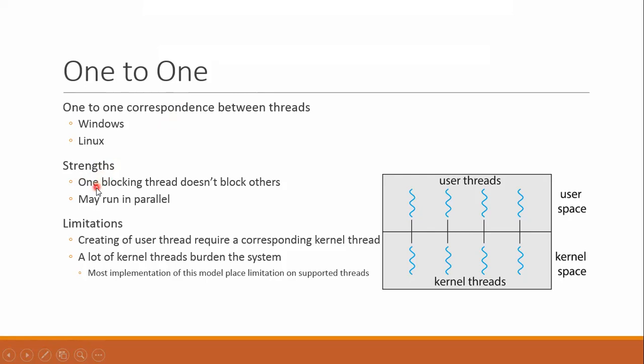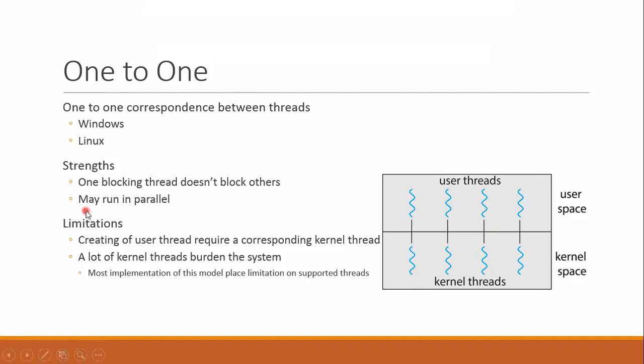The strengths of this model include that one blocking thread doesn't block others. So if one thread of a process makes a blocking system call, the other threads of that process will not be blocked because they are mapped to different kernel threads. So if this thread is blocked, only this kernel thread will be blocked. The other kernel threads are still available to take advantage of multi-core architecture. So these threads that belong to the user process will keep running.